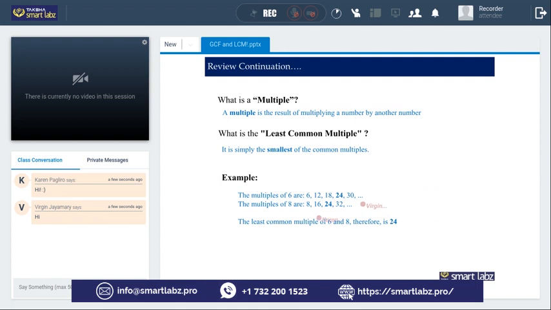Okay, so let's take a look at an example here. The multiples of 6 are: 1 times 6 is 6, 2 times 6 is 12, 3 times 6 is 18, 4 times 6 is 24, and 5 times 6 is 30. Very good job. Okay, and now the multiples of 8 are 1 times 8 is 8, 2 times 8 is 16, 3 times 8 is 24, 4 times 8 is 32. Very good.